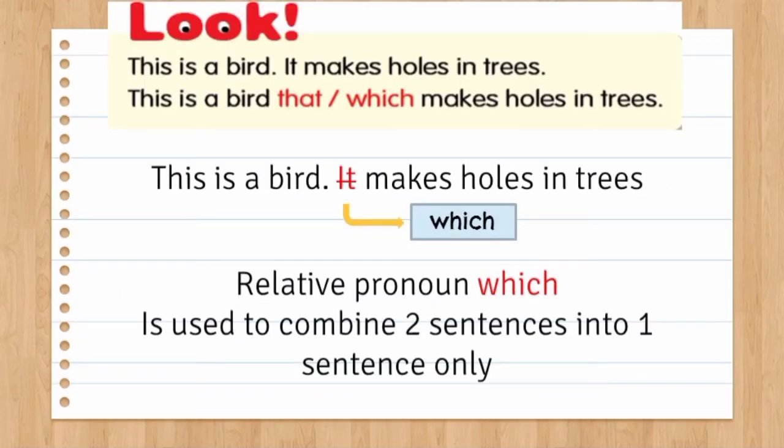So what is relative pronoun? Relative pronoun which is used to combine two sentences into one sentence only, because which is used for animal, places, or things. That's why the example of this is a bird which makes holes in trees, using which because bird is an animal.